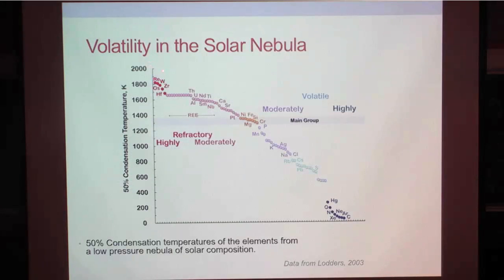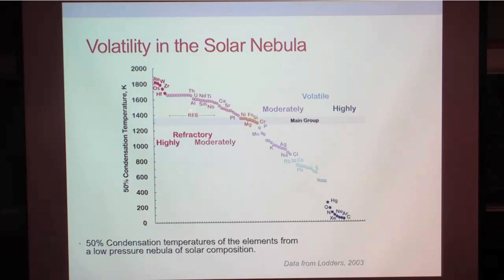Here's a plot of the 50% condensation temperatures of elements from a low pressure, like 10 to the minus 4 torr, something like that. Very low pressures, temperatures at which they'd condense. The highly refractory elements, here are the rare earths, strontium. All of these things condense at temperatures above the major elements, the things that compose most of the Earth: iron, silicon, magnesium, nickel. And then there's increasing volatility as we go down here.